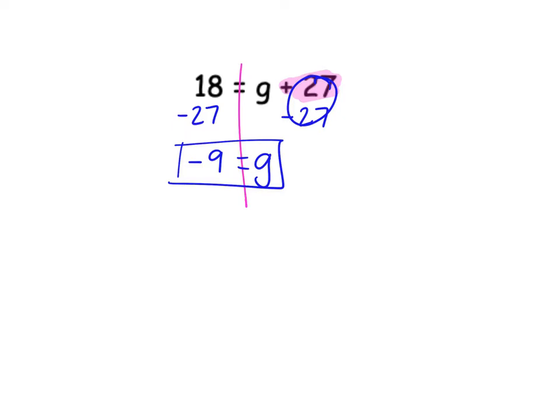Now you could also go through, there is a way to make sure that you could get 100% every single time by plugging in that negative 9. 18 equals negative 9 plus 27. 18 equals 18. And there we checked it.